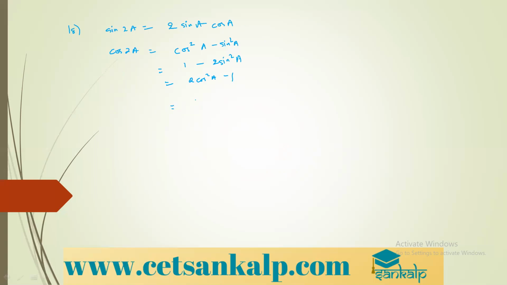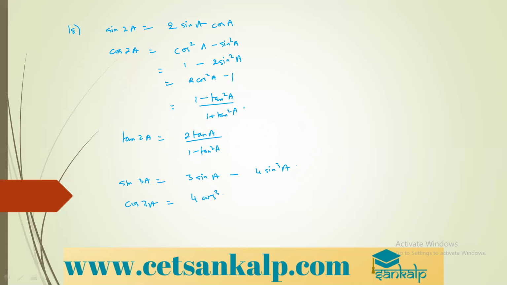Not only these, one more formula is also there: 1 minus tan square A by 1 plus tan square A. Then the tan 2A formula is 2 tan A by 1 minus tan square A. Sin 3A formula is 3 sin A minus 4 sin cube A. And cos 3A formula is 4 cos cube A minus 3 cos A.